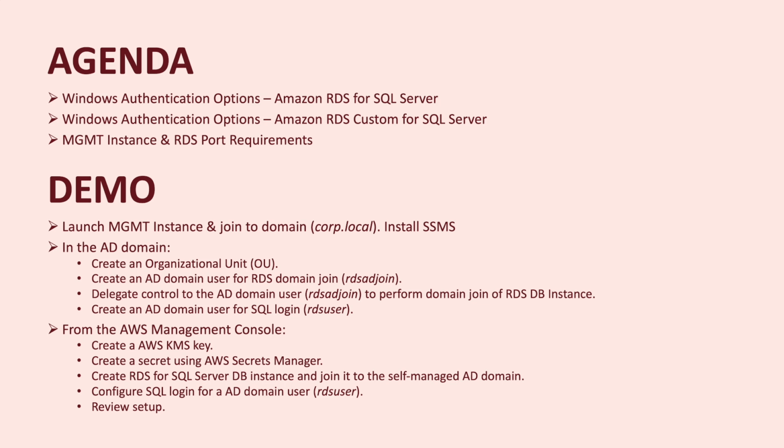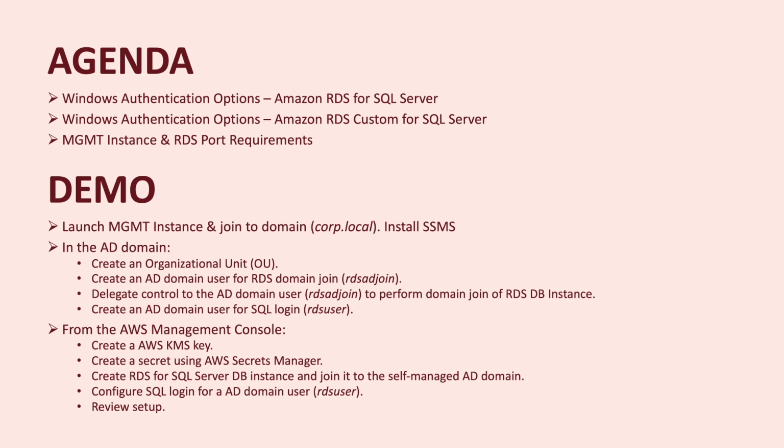And we will also install SQL Server Management Studio, SSMS, in this management server so that we can connect to Amazon RDS. In AD domain, we will create an organizational unit and we will use this to join the RDS DB instances to this organizational unit. We will then create an AD domain user for RDS Domain Join. We'll call that user RDS AD Join. We will delegate control to this AD domain user to perform domain join of the RDS DB instance.